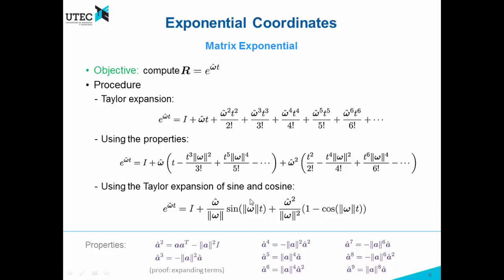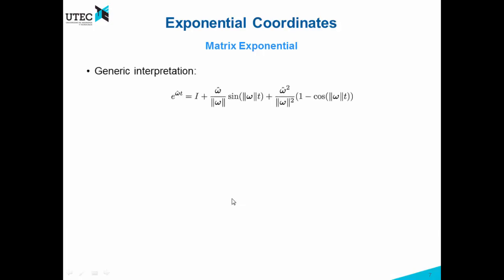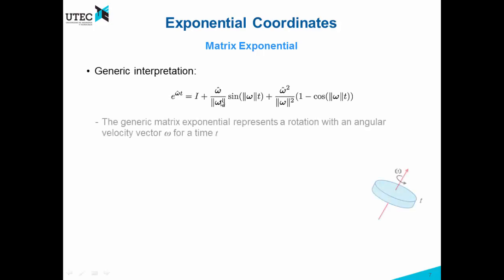The advantage of this over this pure Taylor expansion is that the first one is infinite. It's an infinite series. This one is not an infinite series, so it's more convenient for computing it. The generic interpretation of this matrix is that this generic exponential matrix represents a rotation with an angular velocity vector omega for a time t. So this is a rotation about an axis given by the angular velocity for a time t.